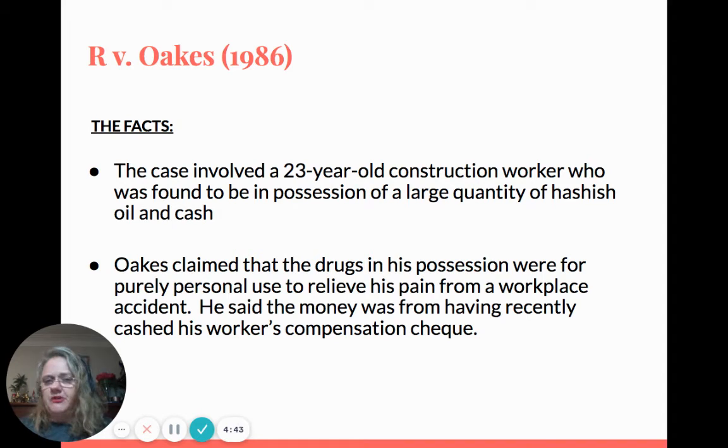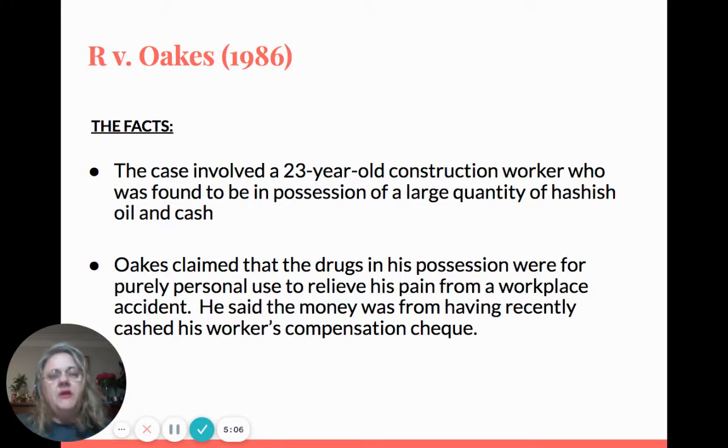He's found to be in possession of a large quantity of hashish oil and then a whole bunch of cash. Now, he claims that the drugs that were in his possession were for his use only, and that he used them for pain relief because of a workplace-related injury. And then when they asked him, okay, why are you carrying $600 in your wallet? He said, oh, well, I just cashed my workers' compensation check.